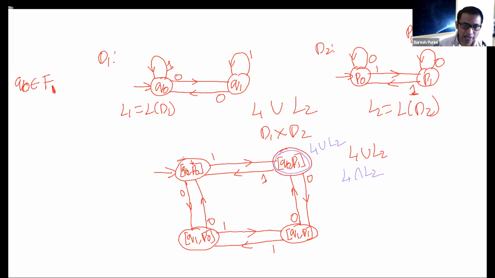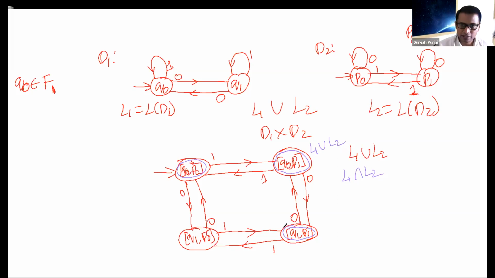So this is also an accepting state. This should also be an accepting state. Okay, and this should also be an accepting state. So there are three accepting states here.